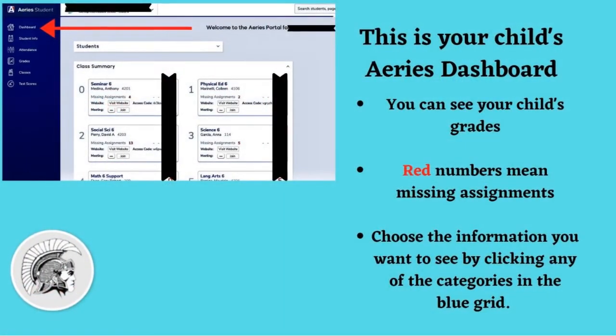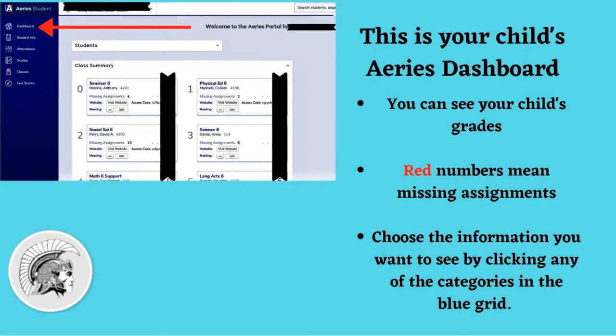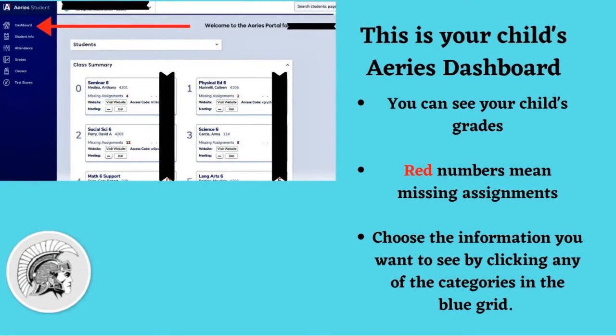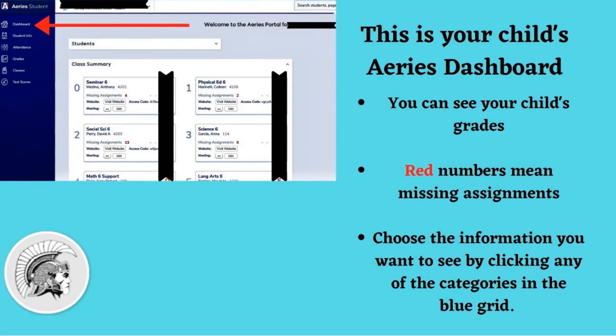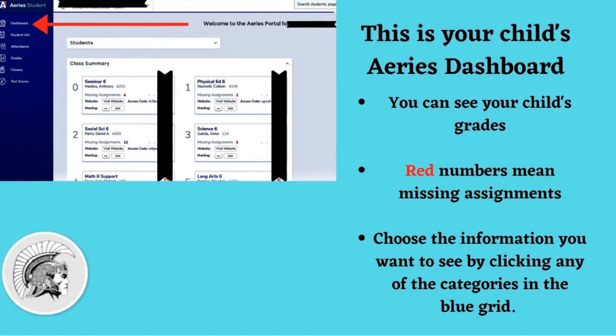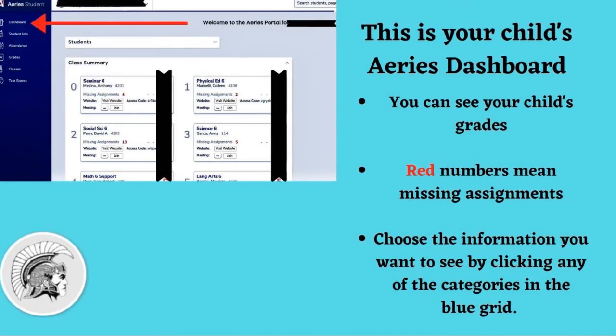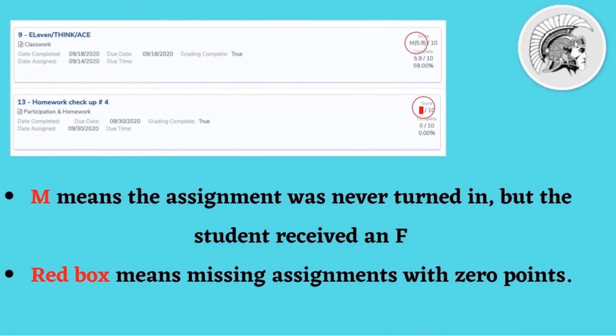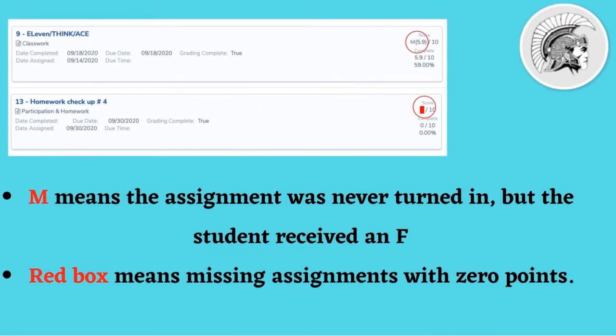This is a dashboard and you can take a quick look at their grades. The red numbers mean missing assignments. Also, on the blue grid on the left, you can click on any category so you can look at more information about your student. If you click on grades and gradebook summary, this is what you will see.